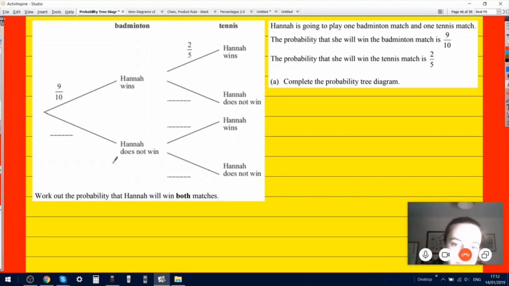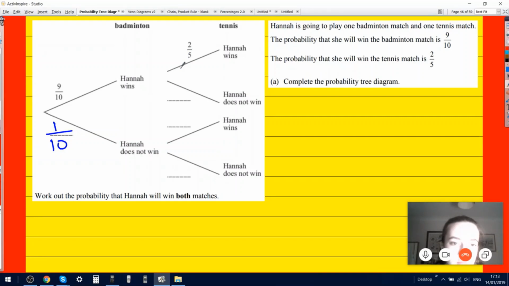The Hannah wins is 2/5. Okay. So let's say this first one. So she wins at badminton is 9 out of 10. She doesn't win at badminton? Probability? 1 out of 10. Yeah.